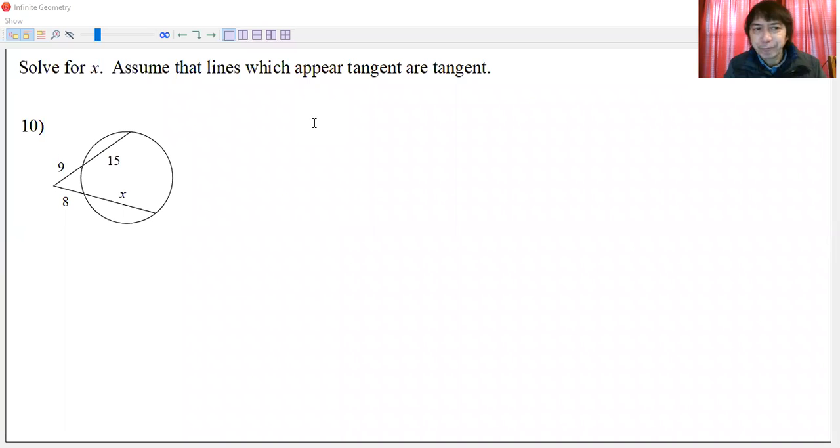The entire length of one secant is 15 plus 9. That's the entire length of the first secant. Multiply this by its corresponding external segment 9. And this is equal to the other length x plus 8, multiplied by its corresponding external segment, that's the 8. And so this is our working equation.